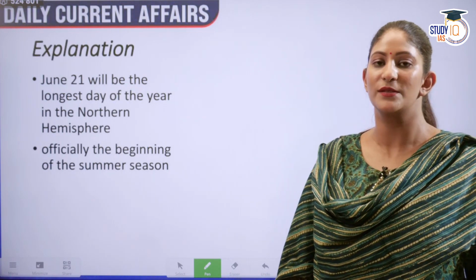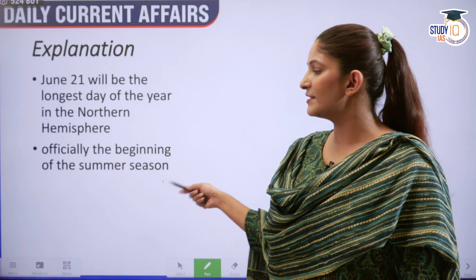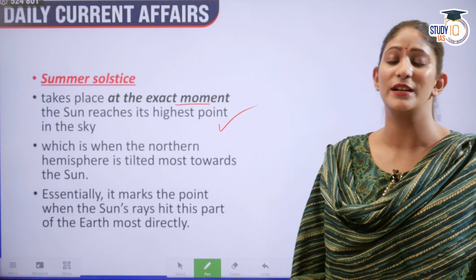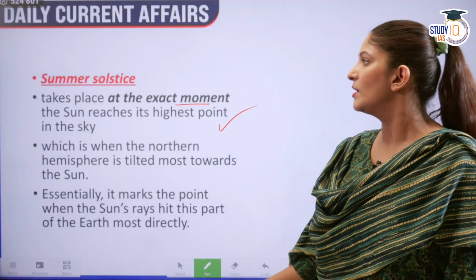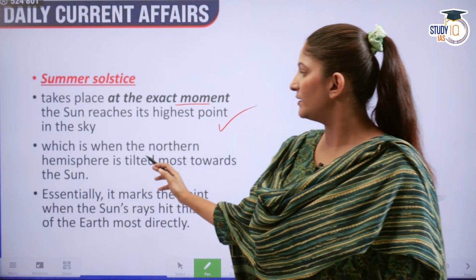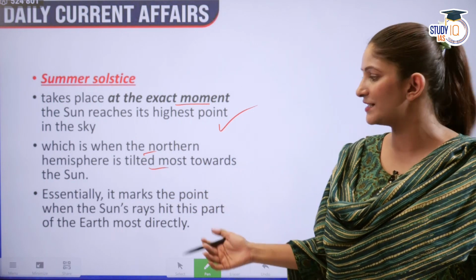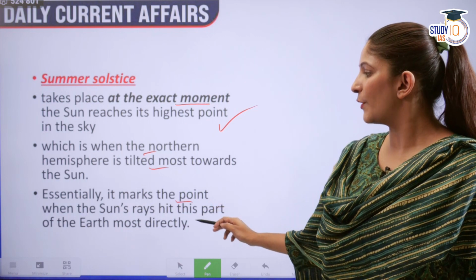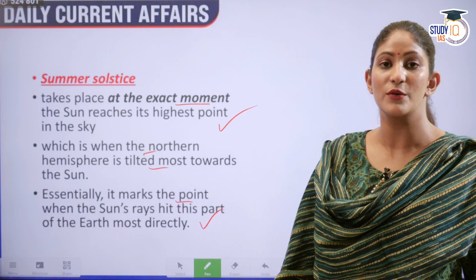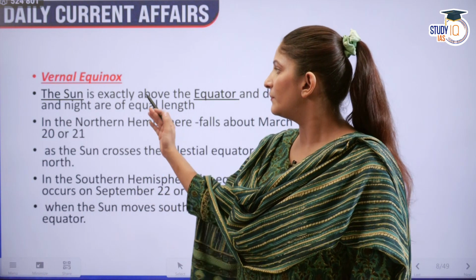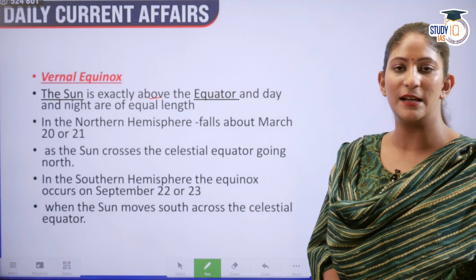June 21st we are observing as summer solstice, and it is officially the beginning of the summer season, although India is already reeling under the heat wave. And summer solstice is when the northern hemisphere is tilted most towards the sun. Essentially, it marks the point when the sun's rays hit this part most of the time. That means longer days. Vernal equinox is when the sun is exactly above the equator.